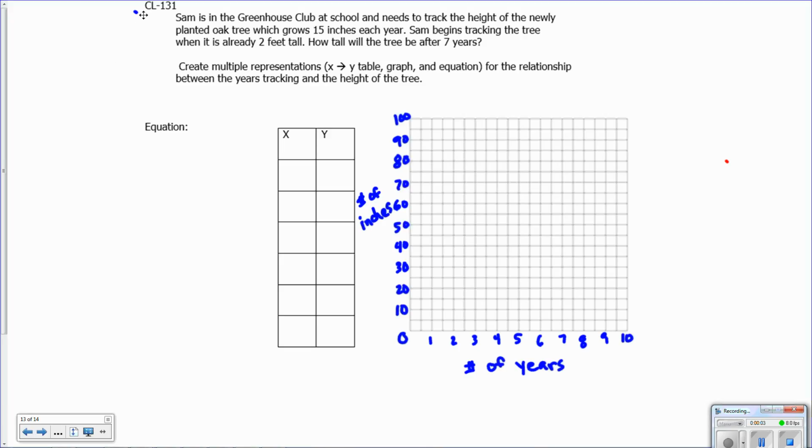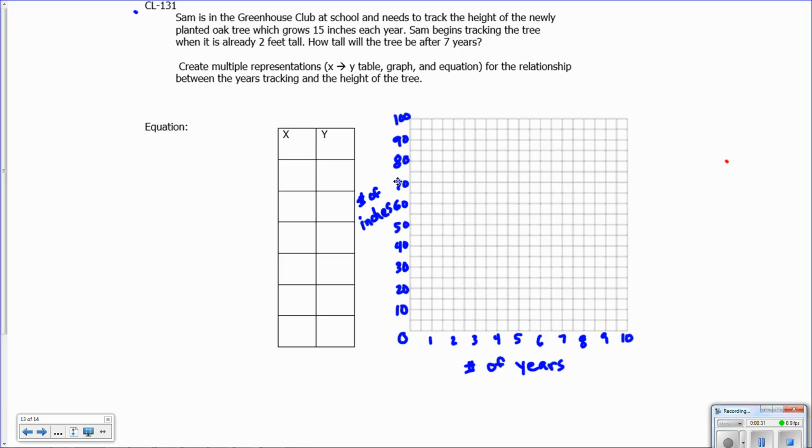Problem 1-131. Sam is in the greenhouse club at school and needs to track the height of the newly planted oak tree, which grows 15 inches each year. Sam begins tracking the tree when it is already 2 feet tall. How tall will the tree be after 7 years? Create multiple representations for the relationship between the years tracking and the height of the tree.